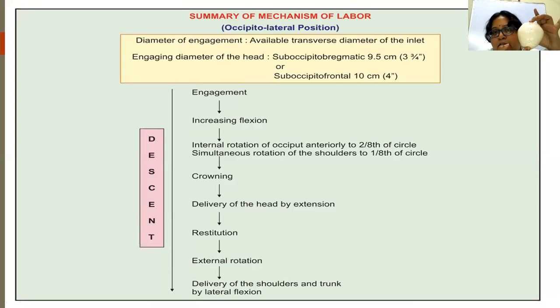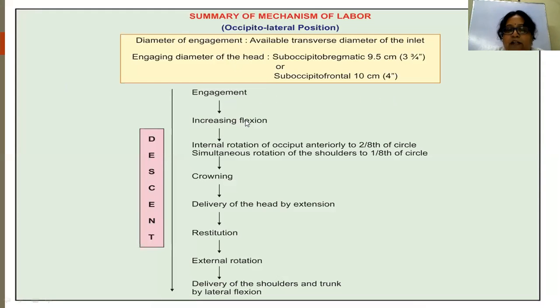So this will be either suboccipito-frontal, this is the frontal part, which is 10 centimeters, or suboccipito-bregmatic, which is 9.5 centimeters. A normal occipito-anterior head will engage in this diameter. So engagement is over.